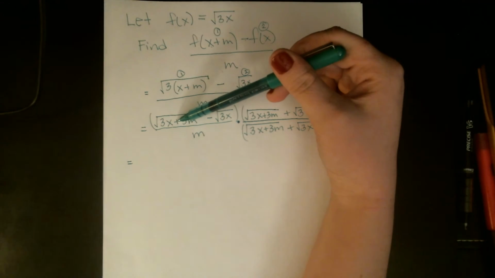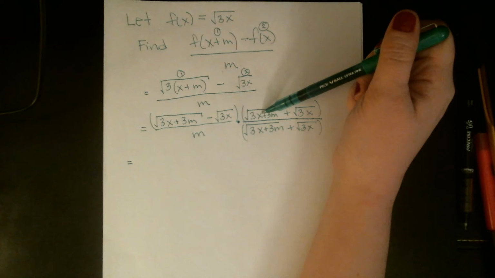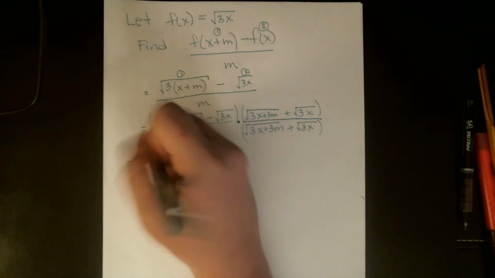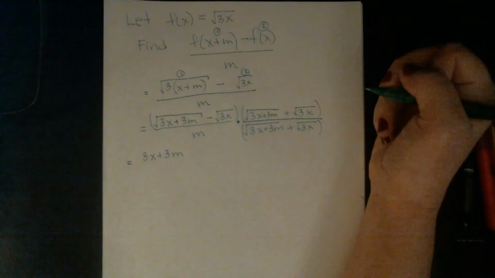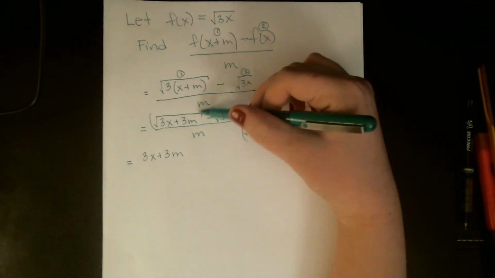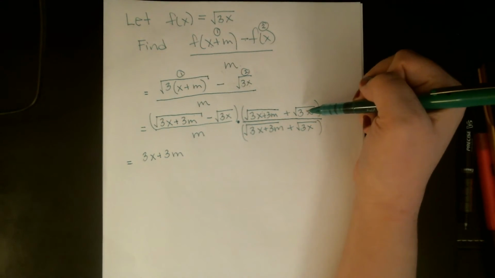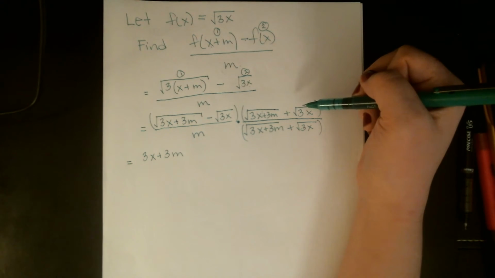If we take the square root of 3x plus 3m and multiply by itself, the square root of 3x plus 3m squared is just 3x plus 3m. So exactly what we would be hoping happens there. The outside is not so nice. I get a square root of 3x times the square root of 3x plus 3m.